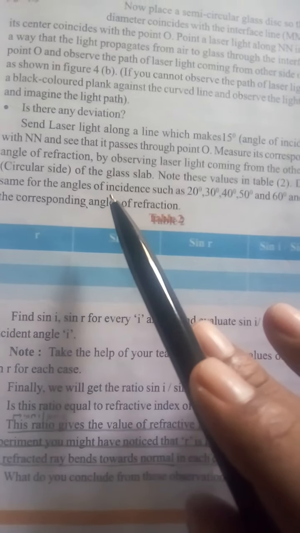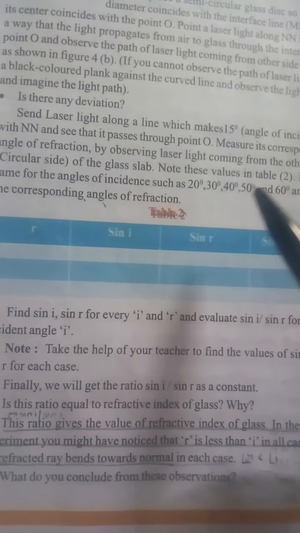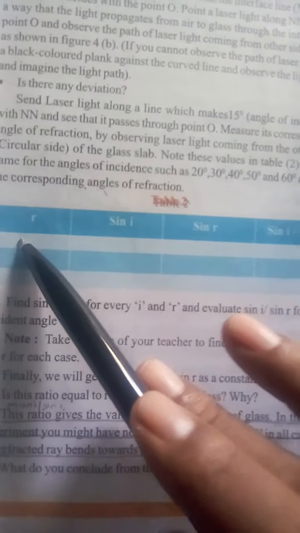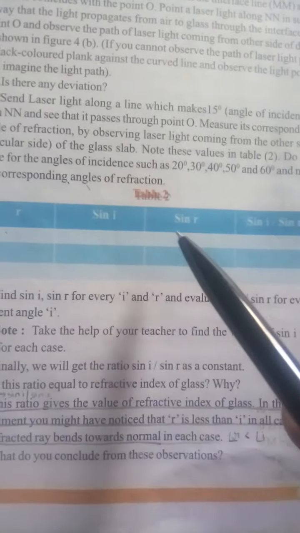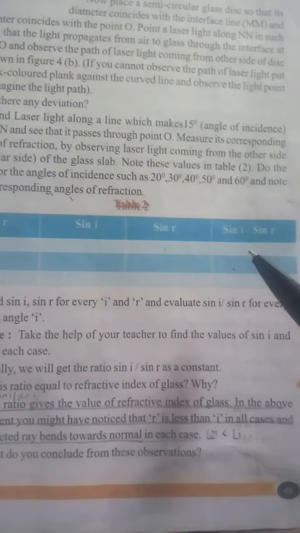Children, observation. Find sin I and sin R for every I and R. Note down the values in the table. In this table, observe children: I in degrees, R in degrees, sin I, sin R. Next, sin I by sin R.